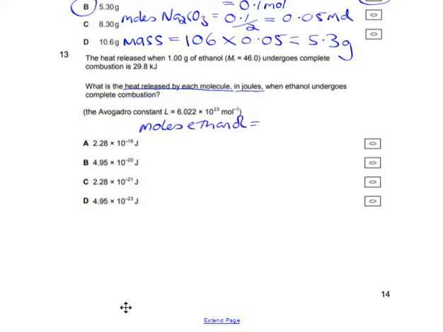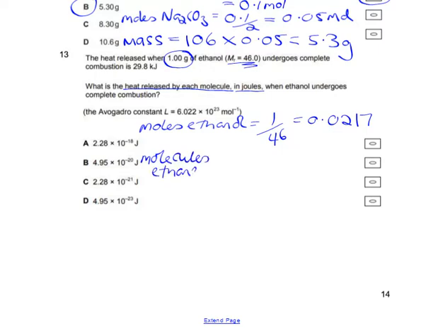Okay, that will be my mass over my Mr, so my mass is 1 gram divided by, and in this case they gave you the Mr, so 46. 0.0217. That's my moles of ethanol. So my molecules of ethanol will be my number of moles times by my Avogadro number, which they've given us. So 0.0217 times by 6.422 times 10 to 23. That will give me my number of molecules.